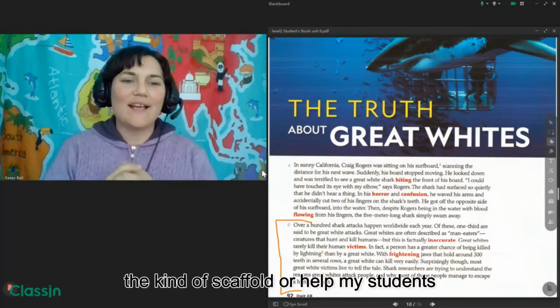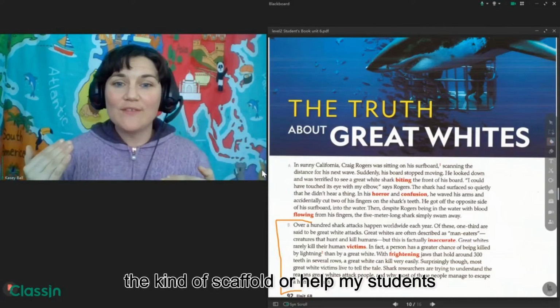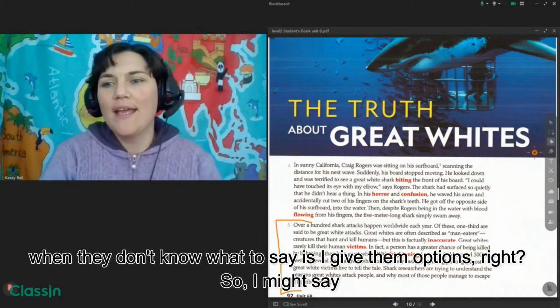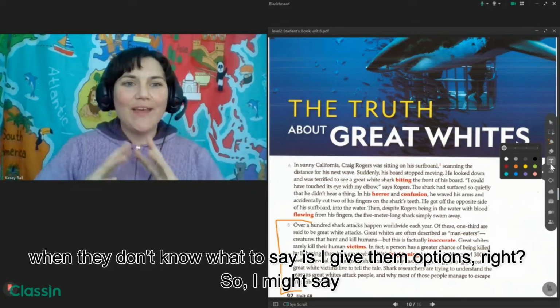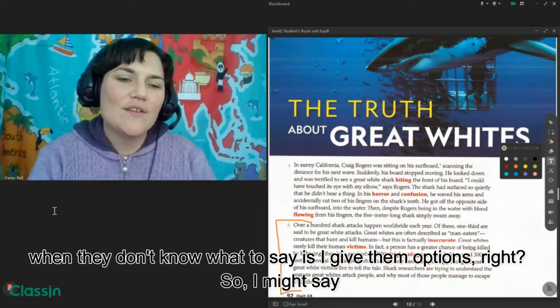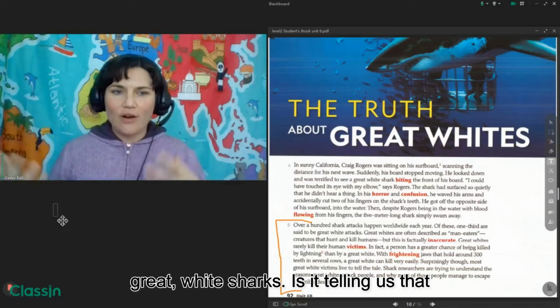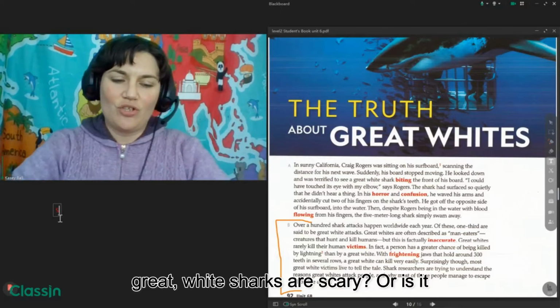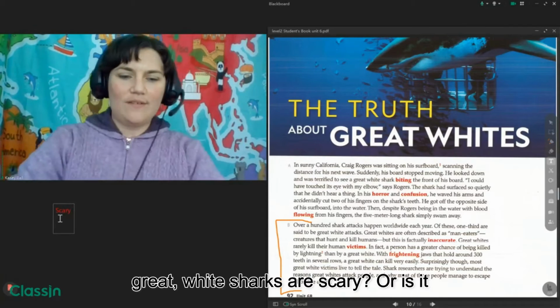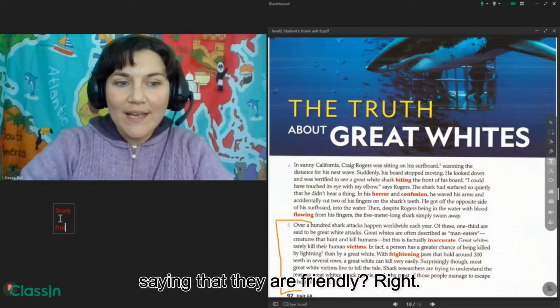And so one of the ways that I like to kind of scaffold or help my students when they don't know what to say is I give them options. Right? So I might say something like, oh, so this paragraph is about great white sharks. Is it telling us that great white sharks are scary? Or is it saying that they are friendly, right?